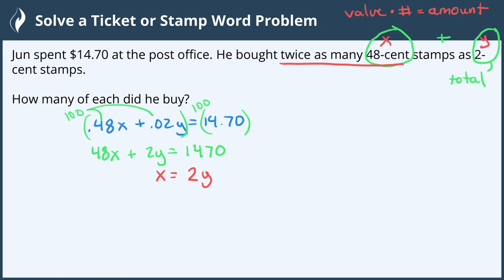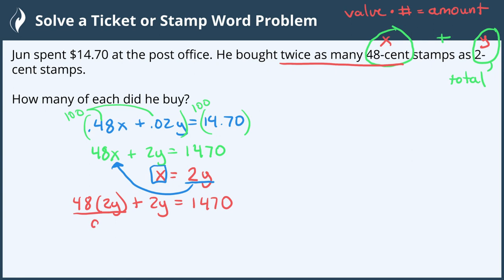Now that we have our second equation, we can substitute 2y in for every x in the first equation so that we only have one variable that we can isolate for. So we end up with 48 times the substitution for x, which is 2y, plus 2y equals 1,470. Multiplying 48 times 2, we end up with 96y plus 2y equals 1,470. Combining like terms on the left side, we get 98y equals 1,470.